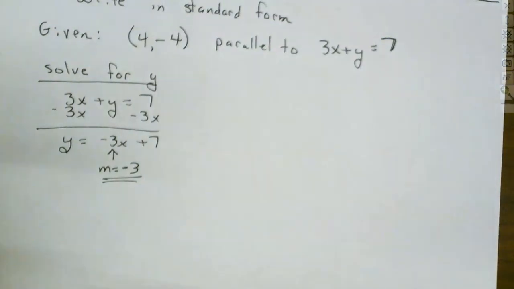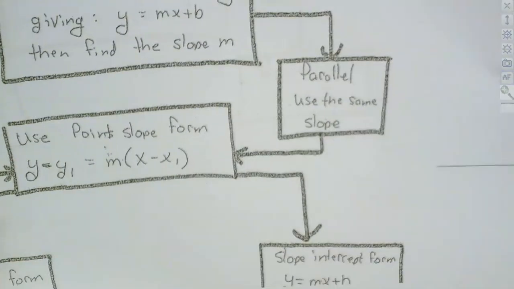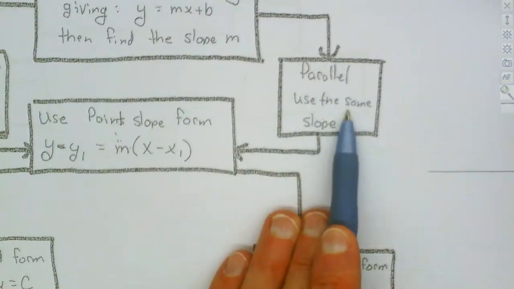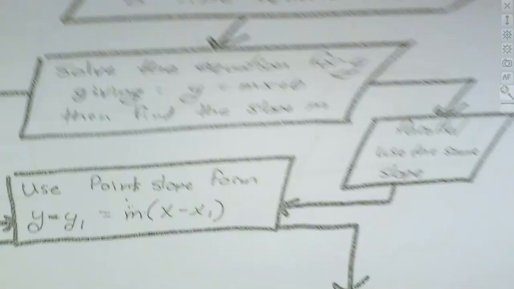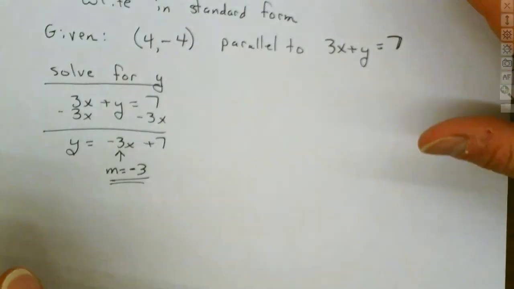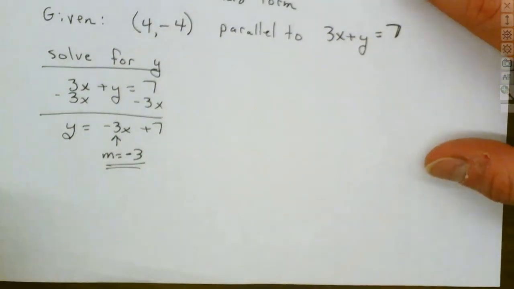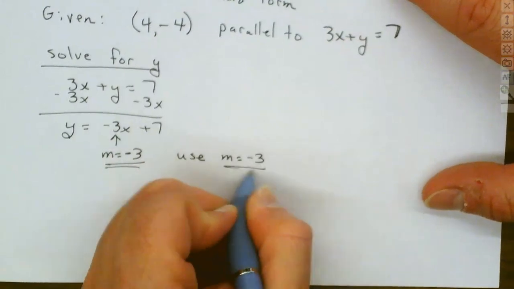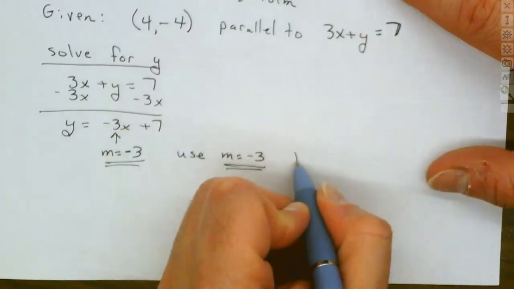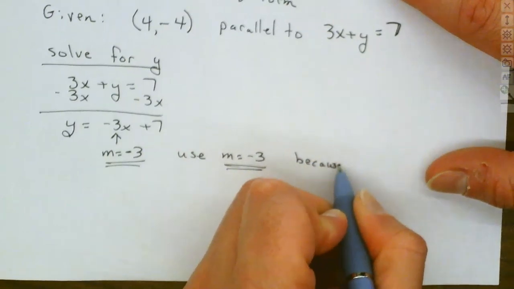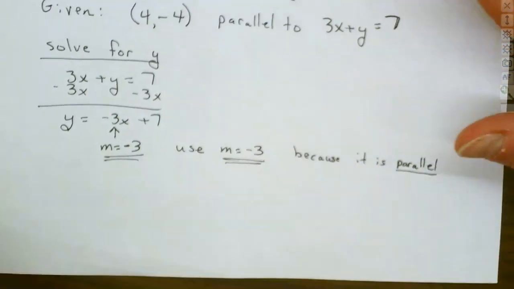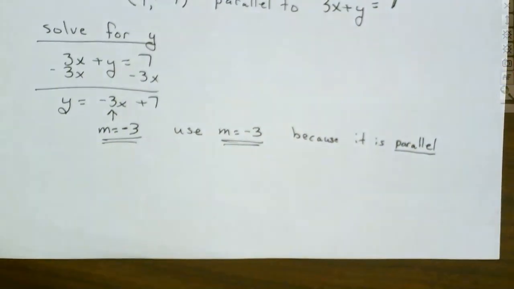Now, if it is parallel, what does it say? We need to make sure we're paying attention here. It's very, very important. Parallel says use the same slope. So what did we find our slope to be? We found our slope to be negative 3. So that means we're going to use m equals negative 3 because it's parallel.